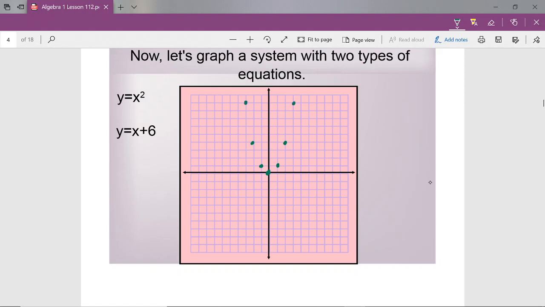Take some time to make sure you have a really nice curve on your parabola rather than a kind of V shape. It really is more of a U shape. And then we have x plus 6. So we have that y-intercept at 6 and then a slope of 1. So up 1 over 1 all the way across. And we can go down 1, left 1 all the way across. And you can actually see some of those intersection points already. Really nice intersection points, actually.